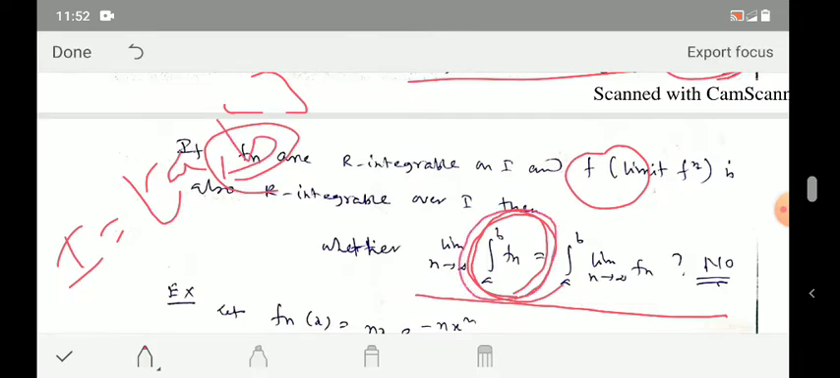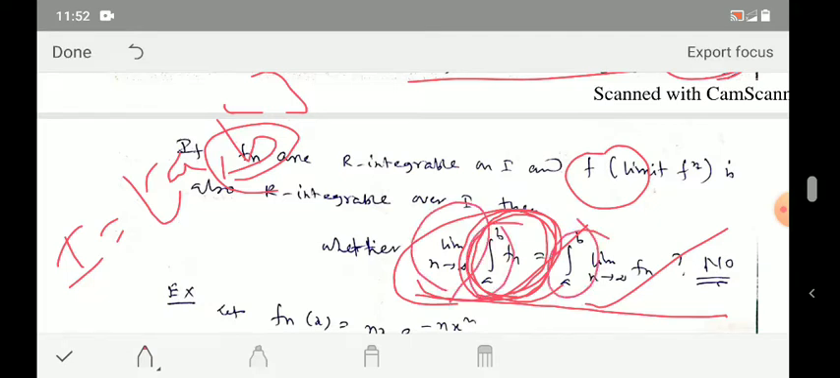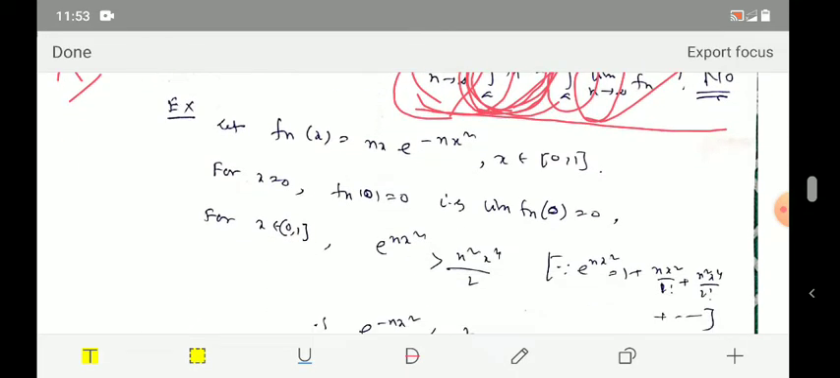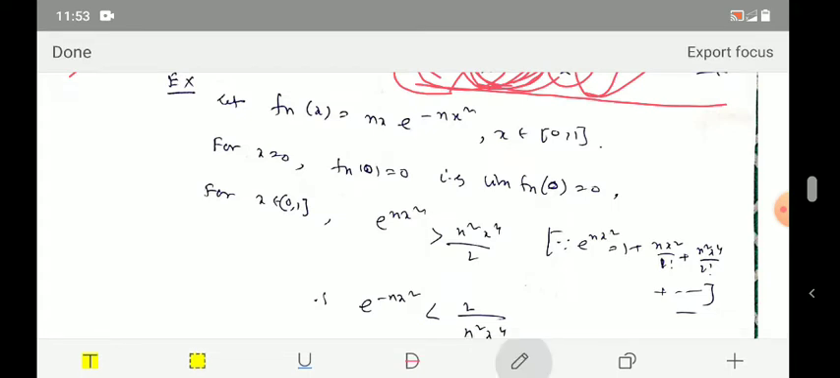We find the integration from a to b of fn for all n, then certainly we will get some real numbers, a sequence of real numbers. Then we take the limit as n tends to infinity of this, then whether it is equal to this, that is, if we alter the symbols of limit and integration, whether the equality occurs. Actually this also may not occur if the sequence of functions fn converges pointwise to some function f.